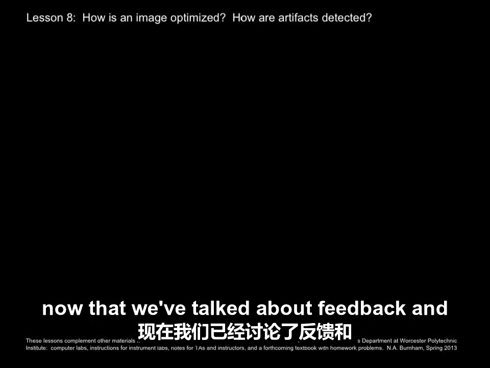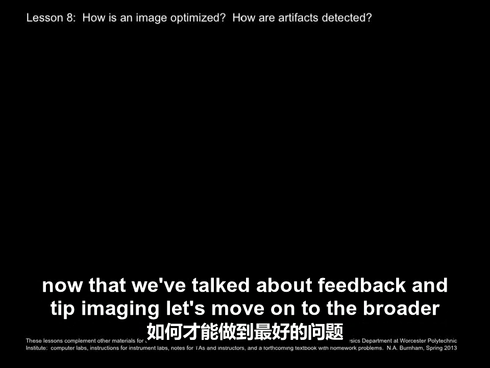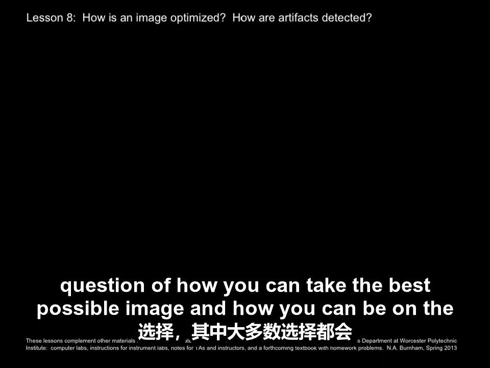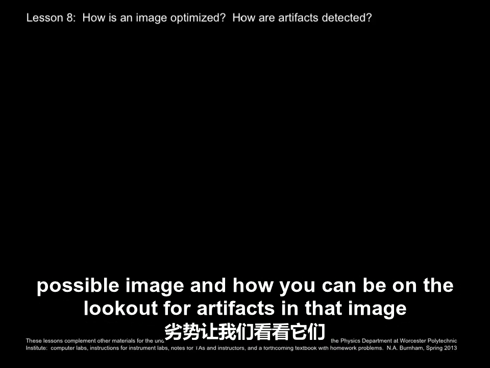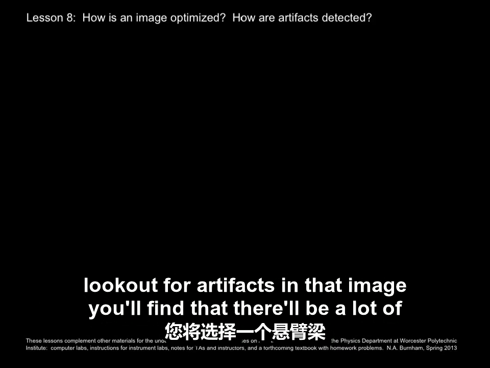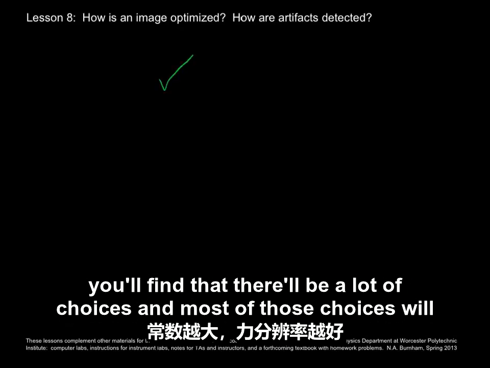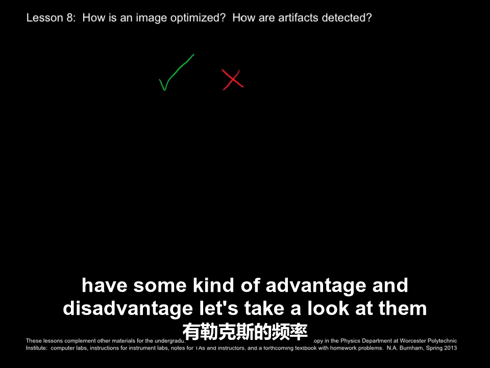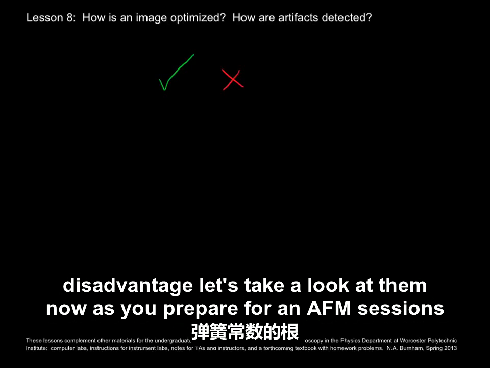We've talked about feedback and tip imaging, let's move on to the broader question of how you can take the best possible image and how you can be on the lookout for artifacts in that image. You'll find that there'll be a lot of choices, and most of those choices will have some kind of advantage and disadvantage. Let's take a look at them now.